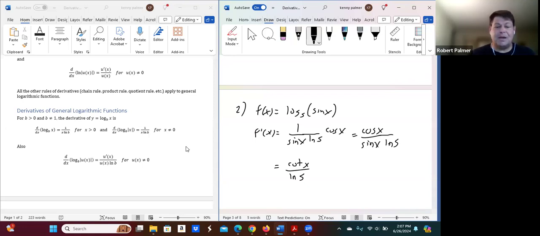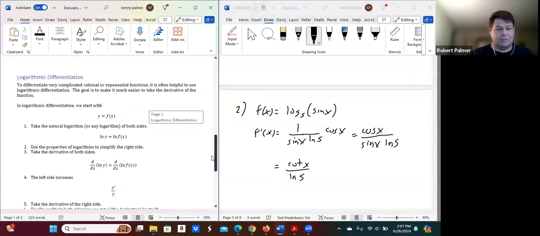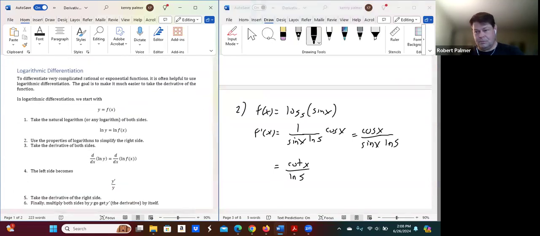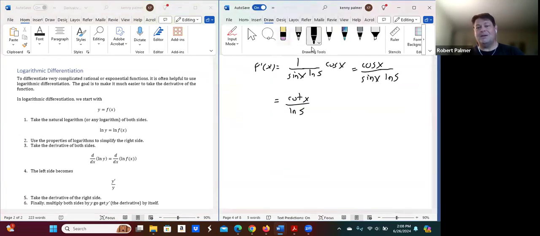Now, the last topic we'll look at today is something called logarithmic differentiation. This is a technique you can use when you have a really complicated expression to take the derivative of.